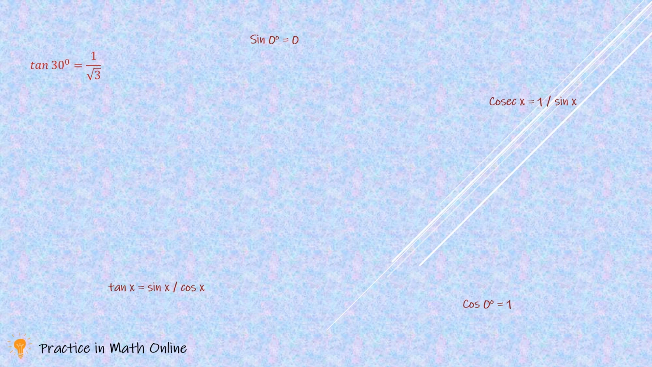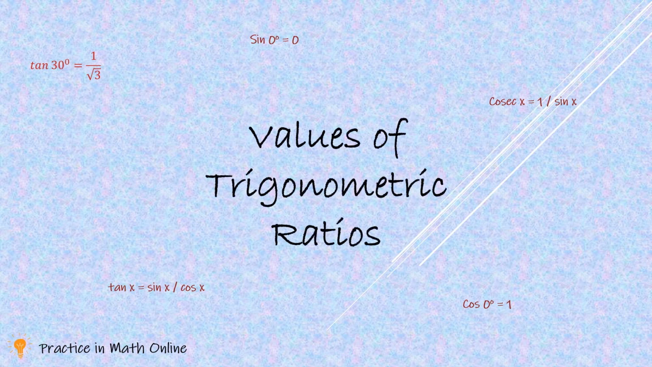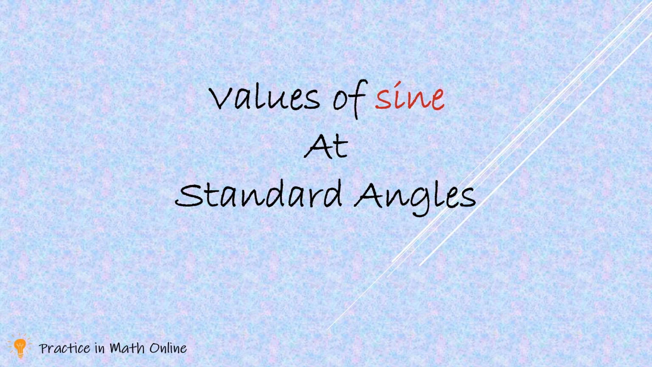In this video, we'll see the values of trigonometric ratios. We'll start with the values of sine at standard angles. By standard angles, we mean the 5 angles of 0 degrees, 30 degrees, 45, 60 and 90 degrees.